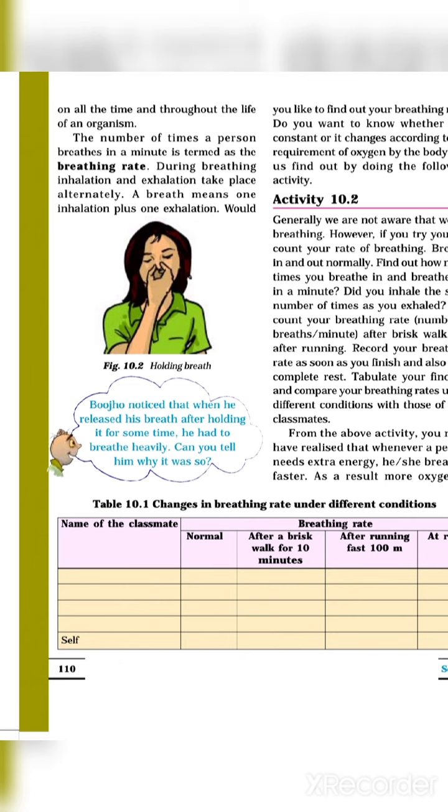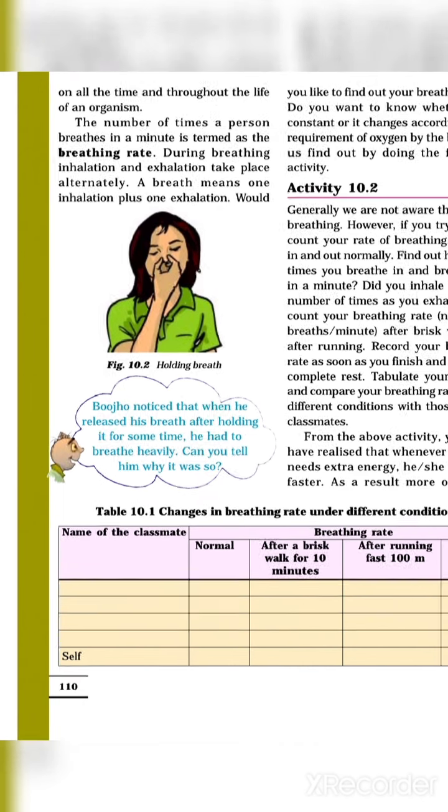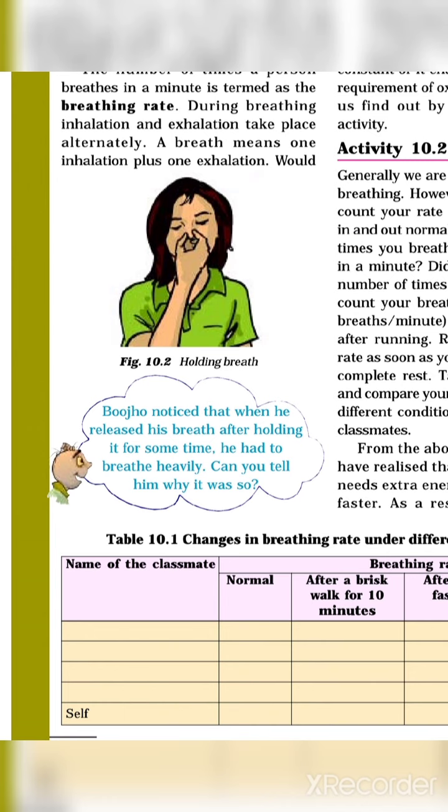Okay, and throughout the life of an organism, it never stops, even if you are sleeping or taking any rest. It goes on all the time throughout the life of an organism. Now, the number of times a person breathes in a minute is termed as breathing rate. Keep it in mind, all of you. The number of times a person breathes in 1 minute, inhalation and exhalation together, is called breathing rate.